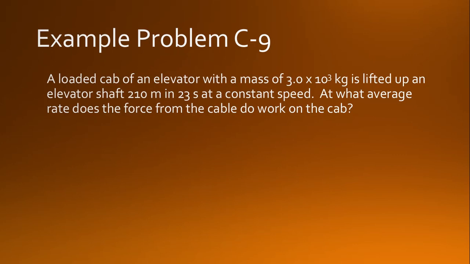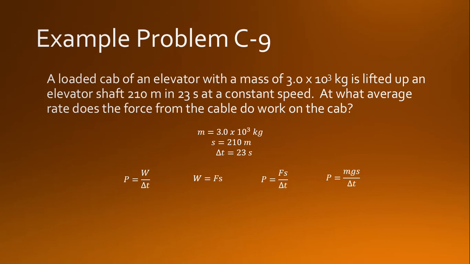Let's have an elevator car that's loaded up, and we're going to give it a load of 3,000 kilograms. It's going to be lifted up an elevator shaft 210 meters in 23 seconds at a constant speed. I want to know at what average rate the force from the cable does work on the cab. First, I know the mass, the displacement, and the time. I can say work divided by delta t is equal to power. I can find the work, force times s. The force is equal to the weight if we're at a constant speed. So mgs divided by delta t.